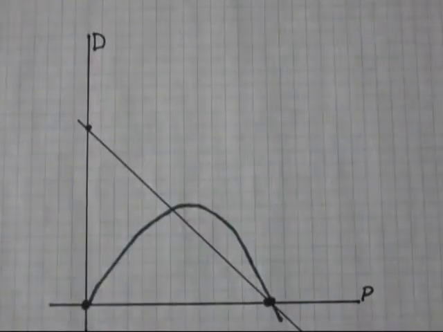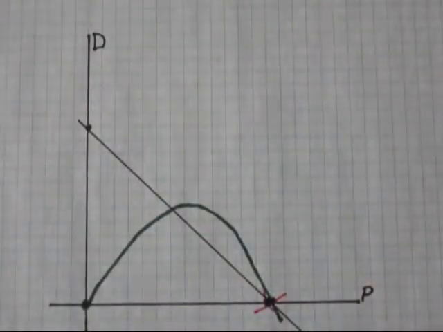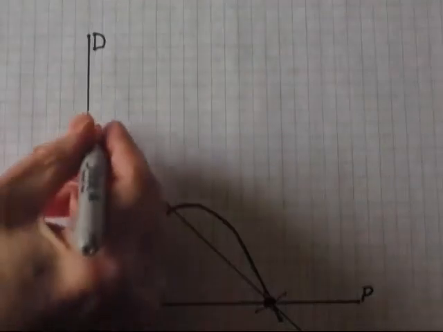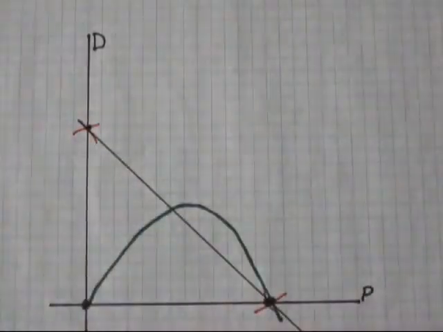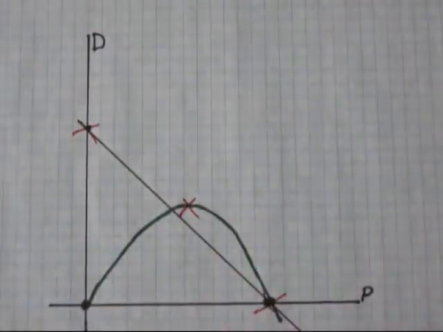So for every commodity, there's a maximum price, a maximum demand, and a maximum revenue that can be collected for the sale of a commodity.